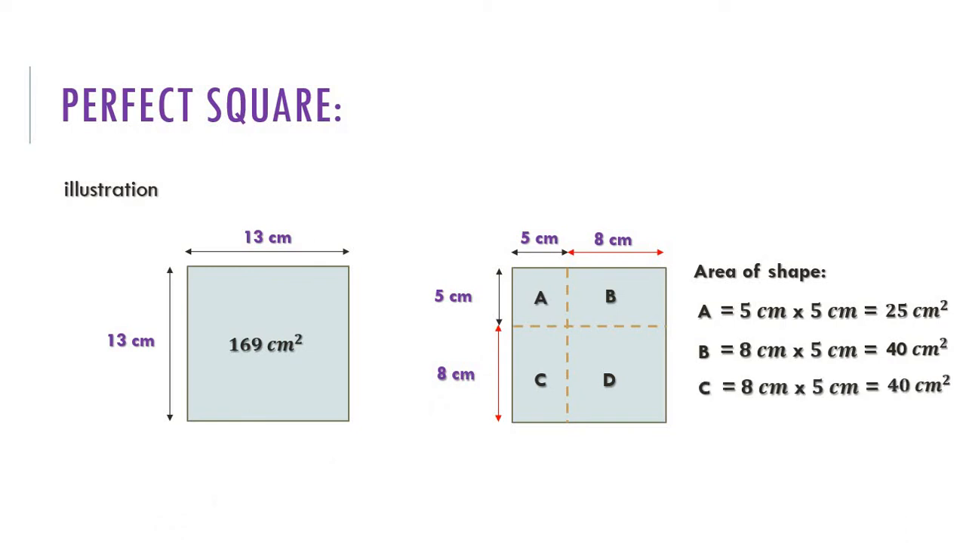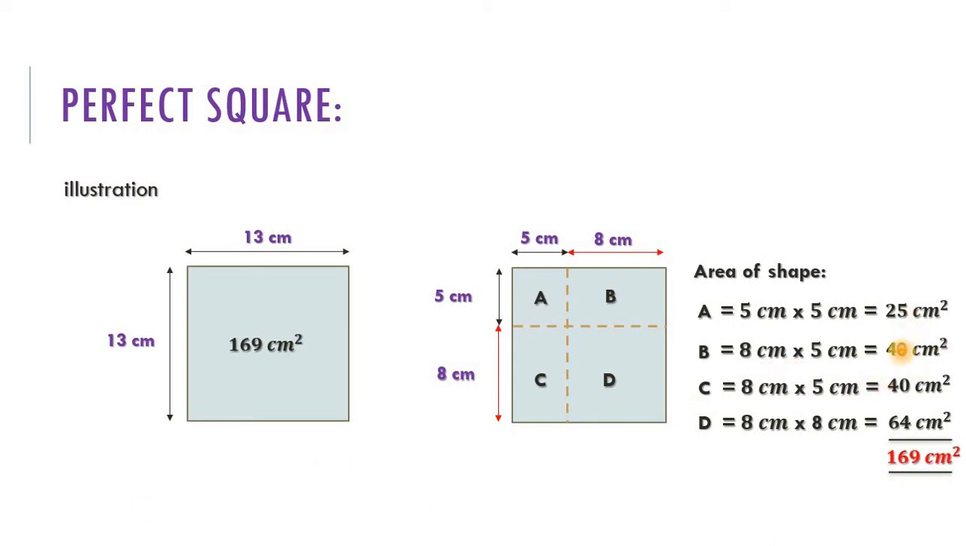Now the length and the width are the same for this rectangle, and so we just simply say length by length, or length squared, and the length is 8, so that's 8 squared, or 8 times 8, for shape D, which is actually a square, and that's 64 square centimeters. Now when we add up those 4 areas, we add the areas for the 4 rectangles, we should get 169 square centimeters.